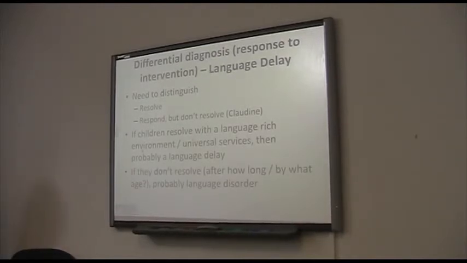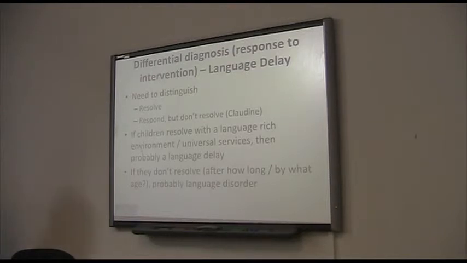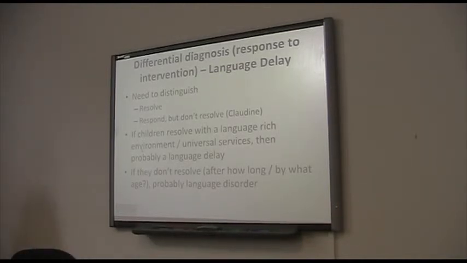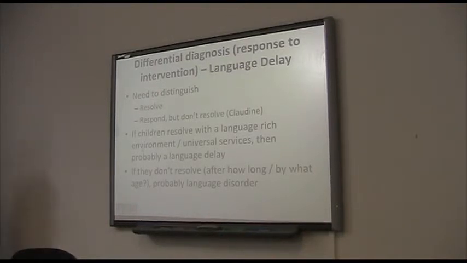So if they don't resolve, but then the question is, after how long and by what age, it's probably a language disorder. So I remember Eva saying we had a child that went to tribunal where they were saying at 12 he's got a language delay. I think if you've still got a language problem at 12 and you've been in a language unit, etc., it's not a delay, that's a disorder. If it responds then that was a delay, if it hasn't responded it probably isn't, and you need to do something about it and give them some intervention.